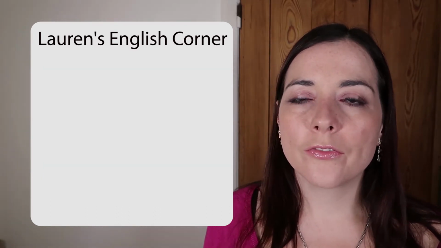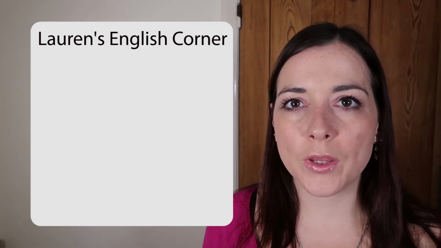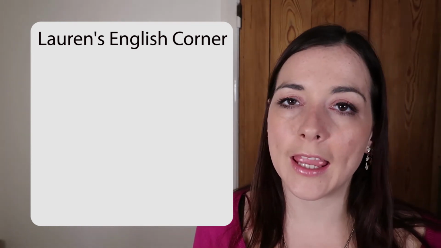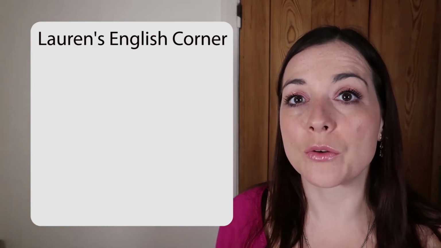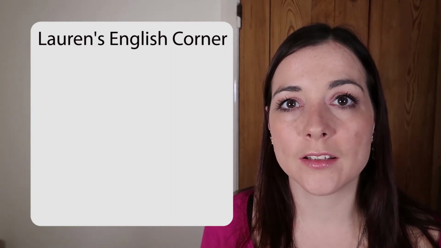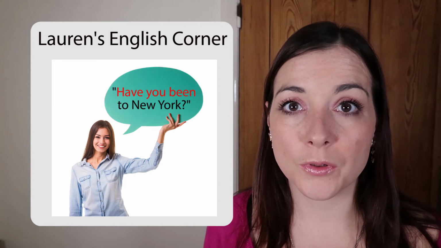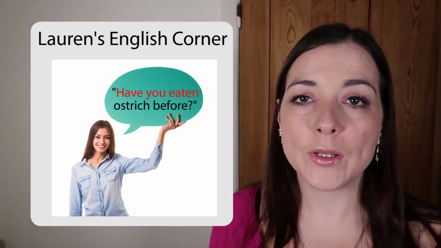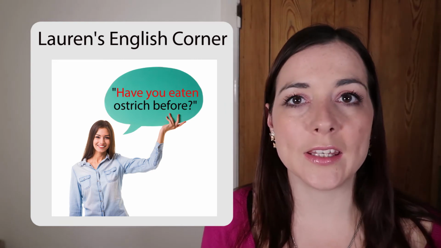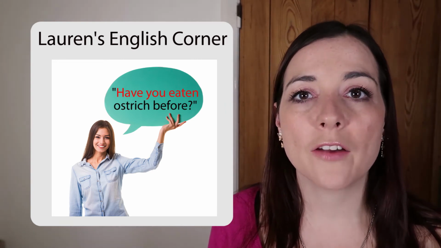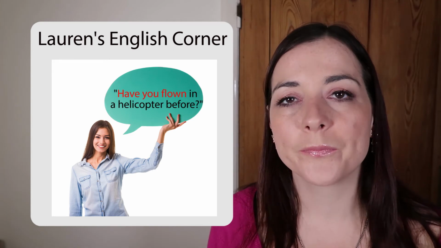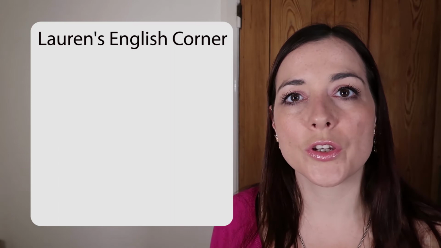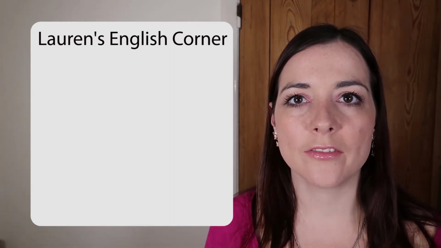Now, in all of these cases I was talking about experiences that I've had in my life and I didn't say when they happened, so the question would also be in the present perfect. Have you been to New York? Not did you go to New York? Have you eaten ostrich? Have you ever eaten ostrich? Have you flown in a helicopter before? So this is the question if you want to know if somebody's done something in their life.